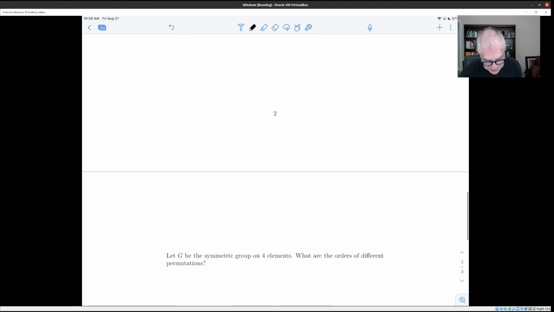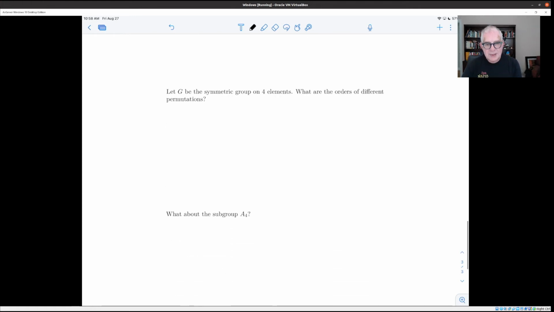Let's look at some other examples. What about the symmetric group on 4 elements? This is a little bit more complicated group. It has 24 elements. It's hard to list all the subgroups. I'm not going to try like we did with S3. That's kind of a long argument, but at least we can look at the elements. So the elements are of the following kind.